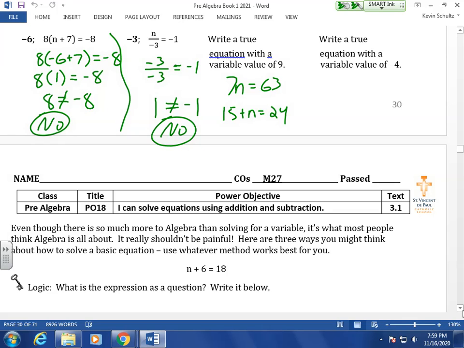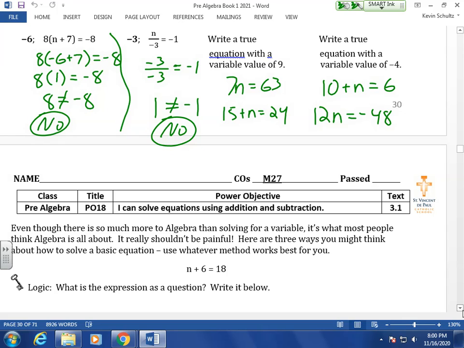Same thing here, right? A true equation with a variable value of negative 4. So perhaps you have 10 plus n equals 6, right? 10 plus negative 4 or 10 minus 4 would equal 6. Maybe you've got 12n equals negative 48. 12 times negative 4 equals negative 48. I'd actually be pretty impressed if anyone has either of those equations, considering I'm just throwing them up there and you all wrote different ones probably. So if you got questions on whether you've got those correct, you can send me an email and I'll check them over for you.